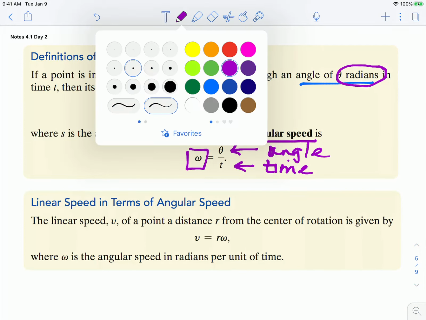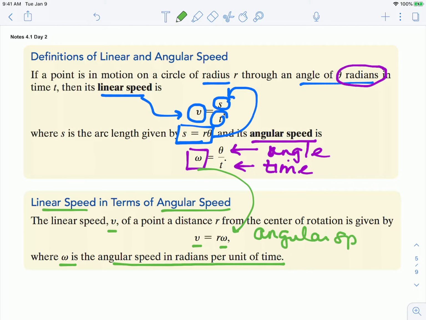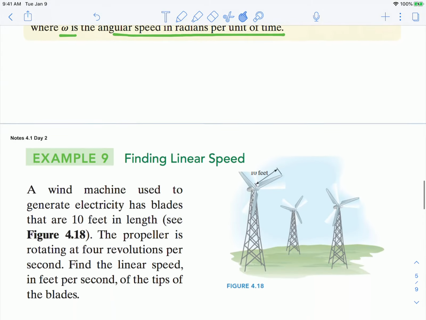Down below in the second yellow box, linear speed in terms of angular speed. Linear speed is denoted by V of a point distance r from the center of rotation, where W is the angular speed in radians per unit of time. And then W is your angular speed. So let's go ahead and practice this.